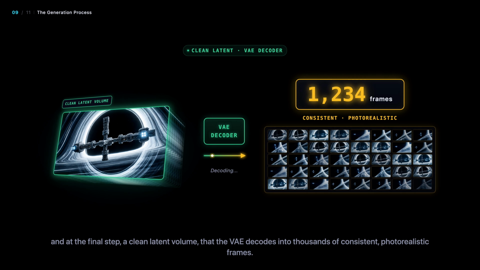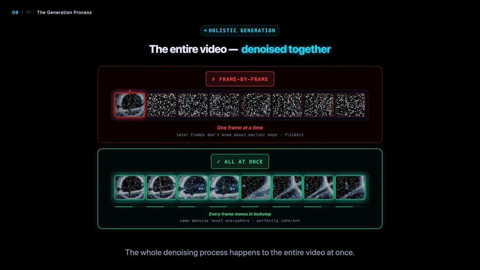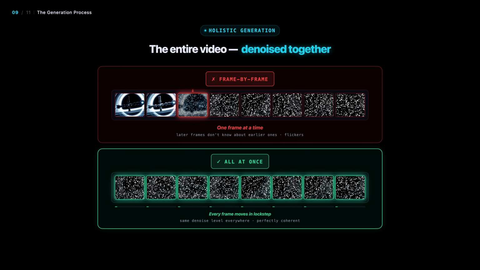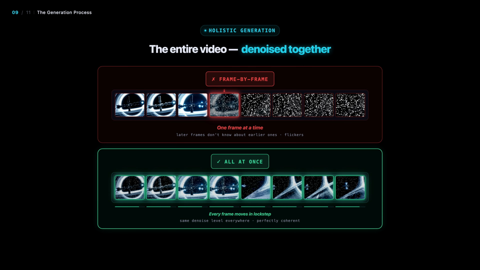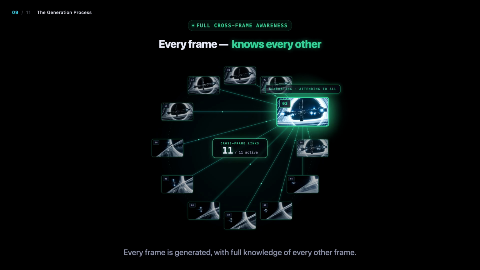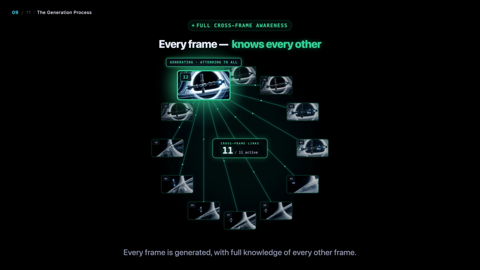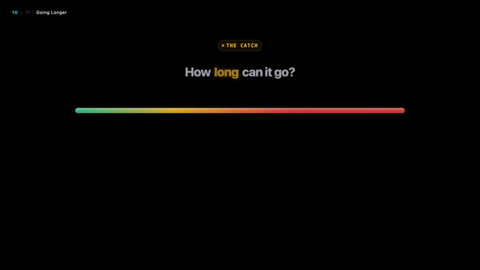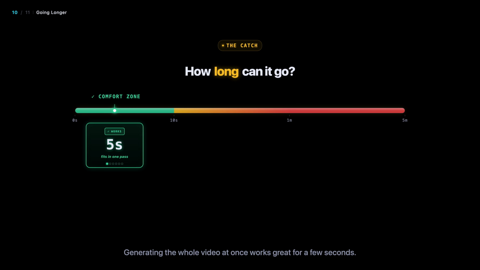consistent, photorealistic frames. The whole denoising process happens to the entire video at once. Not frame by frame, not left to right, all of it together. That's why the motion looks so natural. Every frame is generated with full knowledge of every other frame. But here's the catch. Generating the whole video at once works great for a few seconds. But what about longer videos?